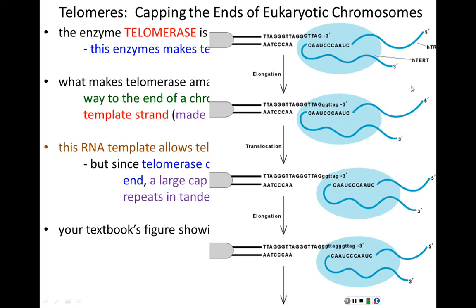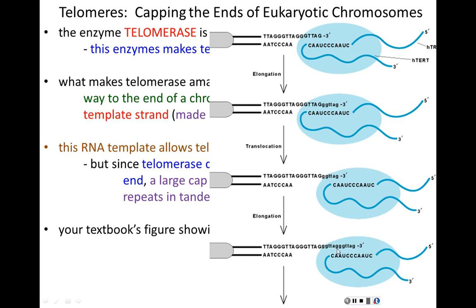Now this is a very small cap. It's made up of just 6 nucleotides. So what does telomerase do? It shifts, and it takes its RNA strand and moves it down a little bit. And then it makes another short stretch of DNA using its RNA strand as a template. And then it'll shift again and make another short repetitive sequence of DNA.